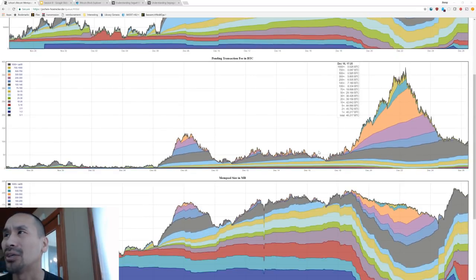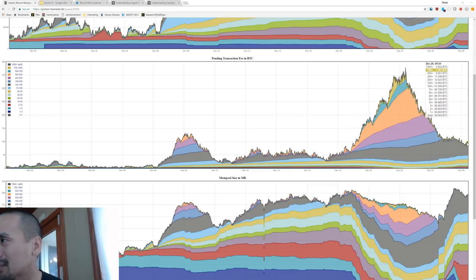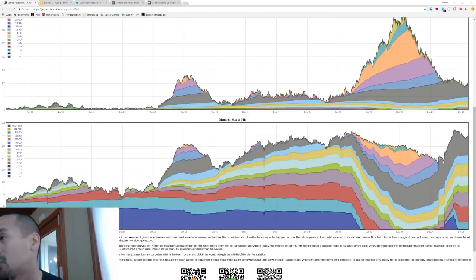You can see here, this is the pending transaction fee in BTC. It was really high, and a lot of miners made a lot of money off of it. But we've more or less stayed steady or gone down a little bit in the last couple of days, which is great.